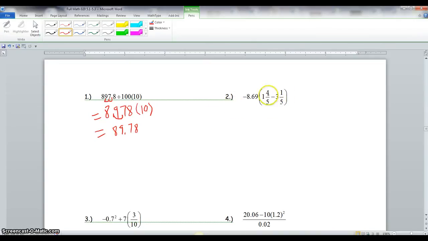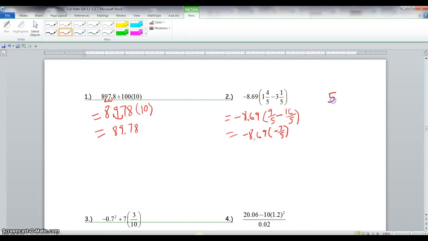Now we come here to number 2. We do what's inside the parentheses first. Now what we should do is change these mixed numbers to improper fractions. So this would give us 9/5 minus 16/5. So we had negative 8.69. 9/5 minus 16/5 will give us a negative 7/5. Now we have the choice of changing this to all decimals and multiplying, or changing this to a fraction times a fraction. Now, in my own personal opinion, I would change this to a decimal. I think this would be a lot easier.